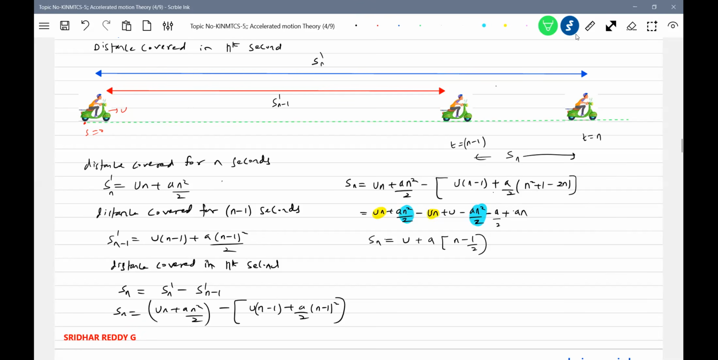What is the use of this? What is the meaning of this, sir? We are not understanding, sir. You are saying distance covered in nth second. What is the meaning? What should we understand here? So let's take one small example. It'll be much easier for you.